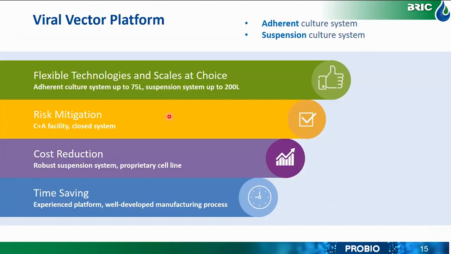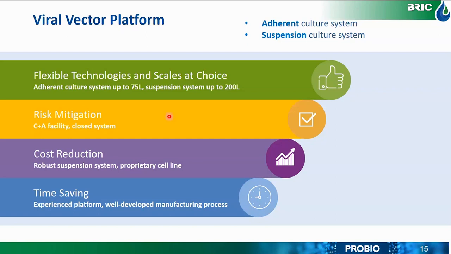For the viral vector platform, we have both adherent and suspension platforms, with flexible technology and scale of choice. For the adherent system, the maximum capacity is up to 75 liter per batch, and the suspension system is up to 200 liter using single-use bioreactor. We also have a fully GMP facility to control the quality system. Also, we have different strategies to control the cost for our customer projects. And at GenScript, we have a huge capacity for the demand from our customer projects.